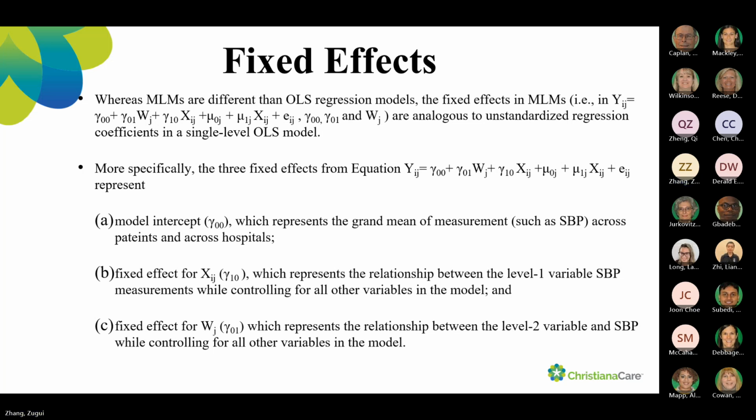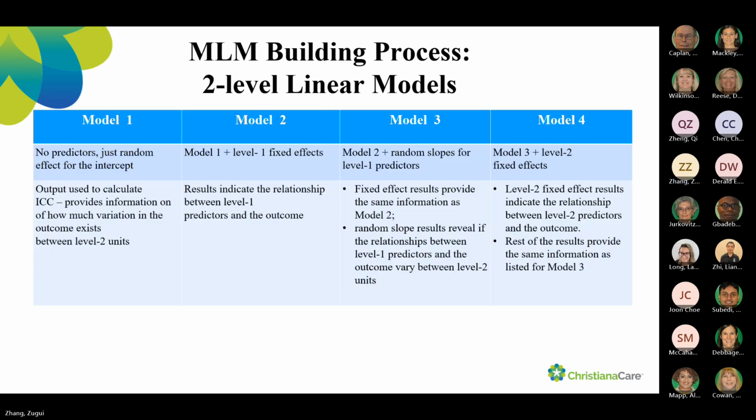So after that, we will have a model with intercept fixed effects for the first level and for the second level. When we try to build a multi-level model, the basic process is like this. First, we will have model 1, no predictors, just the random effect for the intercept, which means we will look at the variation due to two things. One, the level 1 variation. Second, the level 2 variation.